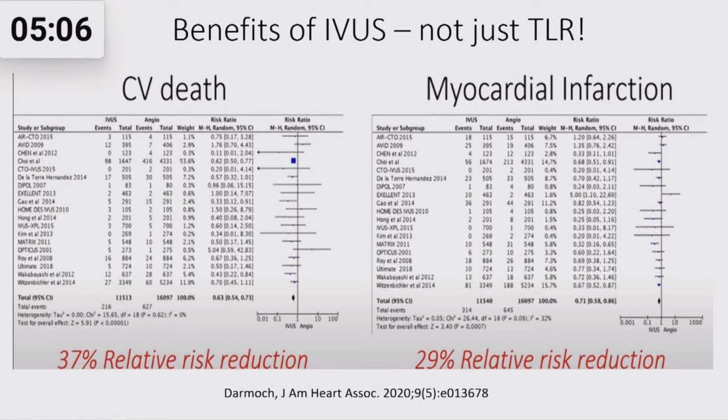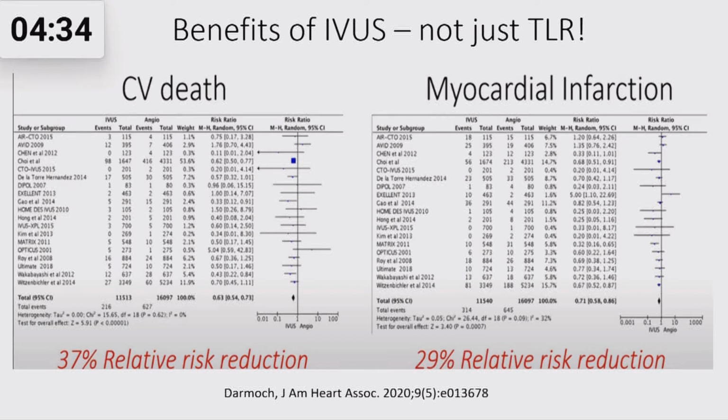So the benefit of IVUS is not just TLR. This is the Journal of the American Heart Association 2020, showing that cardiovascular death is significantly less, a 37% relative reduction, if we use IVUS, and a 29% relative reduction of myocardial infarction. That indicates that IVUS is not only helpful for preventing TLR, but also for reducing cardiovascular death and myocardial infarction.